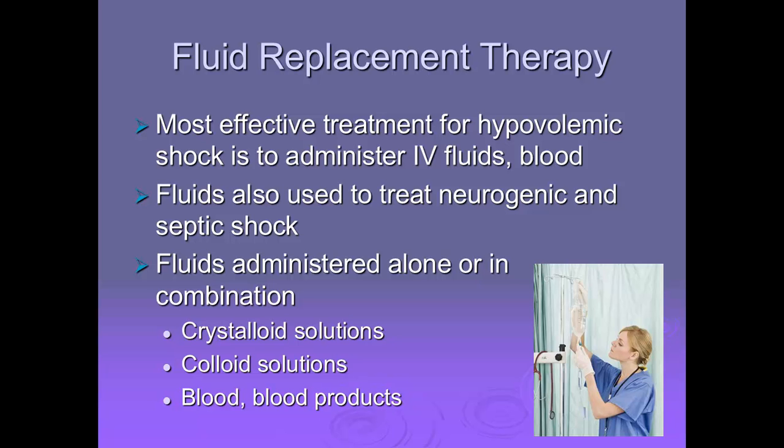Your colloids, these are substances that should not diffuse through the capillary walls, so basically they remain in the vascular system and help to increase the plasma volume. Whole blood or blood products can be given to increase the oxygen carrying capacity of the blood and also increase oxygenation of the cells. These products are used for hemorrhaging.